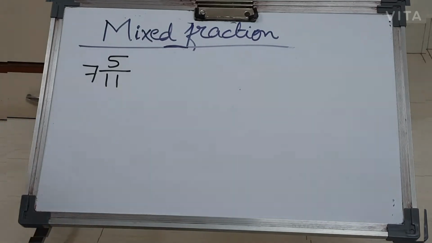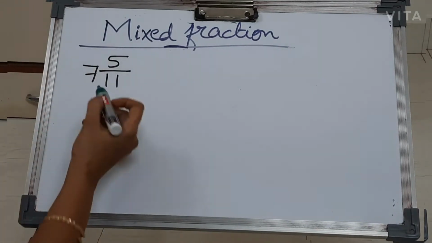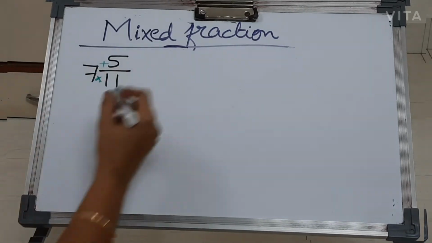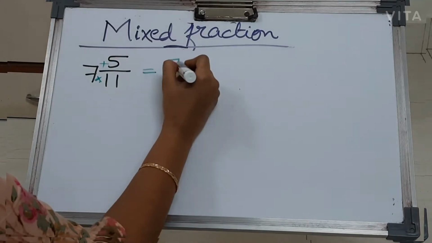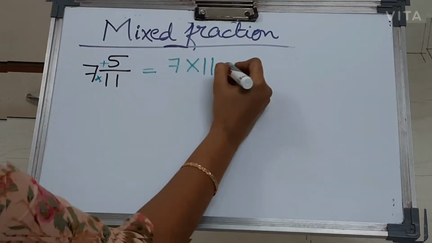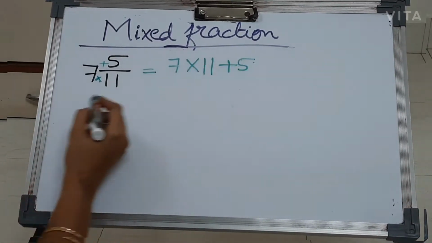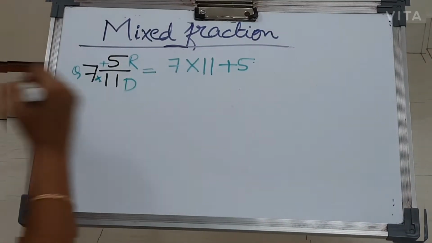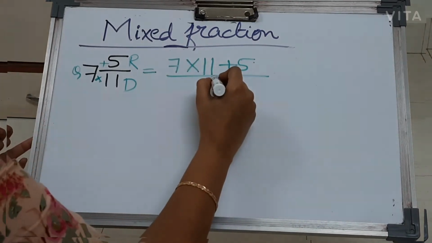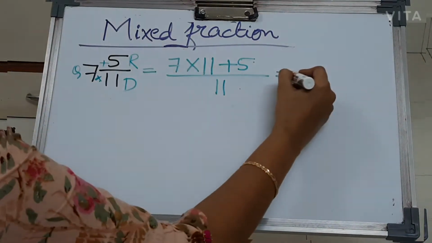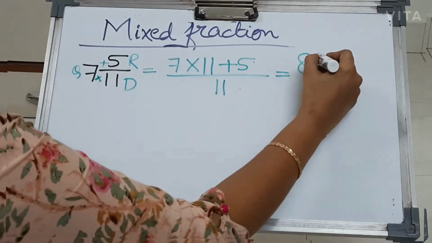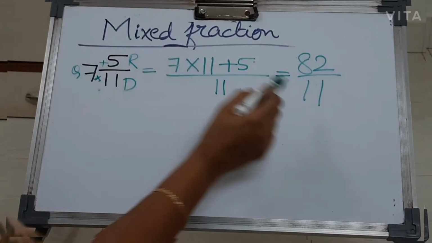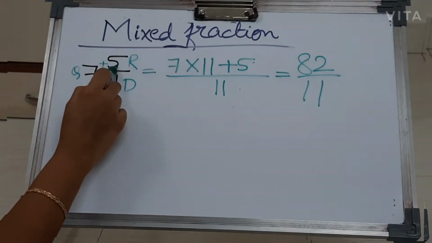Now we will follow certain steps, that is 7 into 11 plus 5. We write this as 7 into 11 plus 5, that is, quotient times divisor plus remainder, divided by the divisor, that is 11. So what will be the answer here? 77 plus 5, 82 by 11. So this is the way we convert a mixed fraction into an improper fraction.